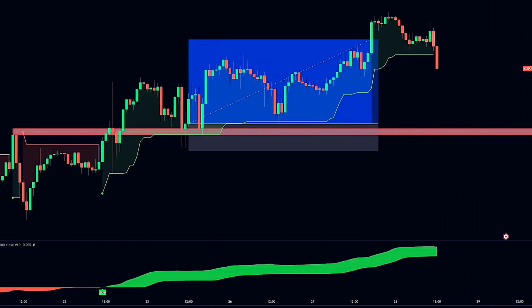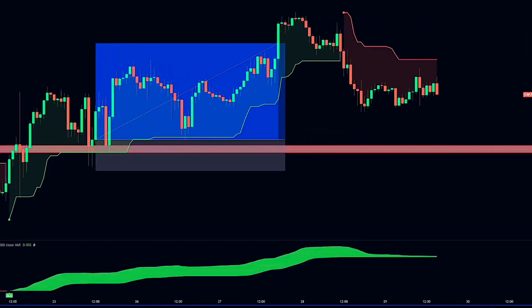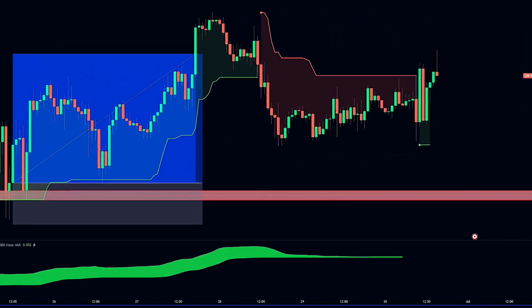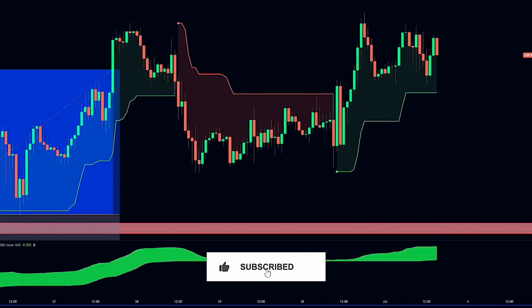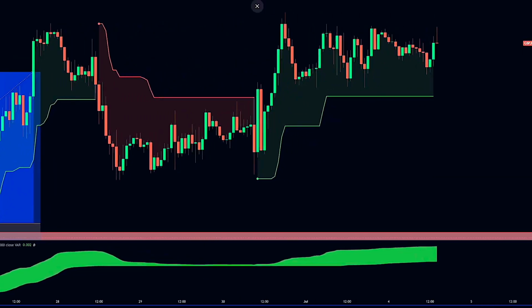The key takeaway is that indicators should be used as additional confirmations, not as the sole basis for your trades. Price action should always come first.